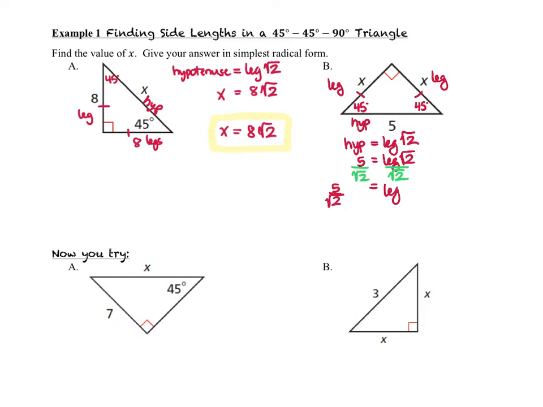But we remember that we need to rationalize that denominator. We learned that in Algebra 1. And that is because we can't have any radicals in the denominator. So we're going to end up with 5 times the square root of 2 over 2 as the value of x, which is the leg length on our triangle.